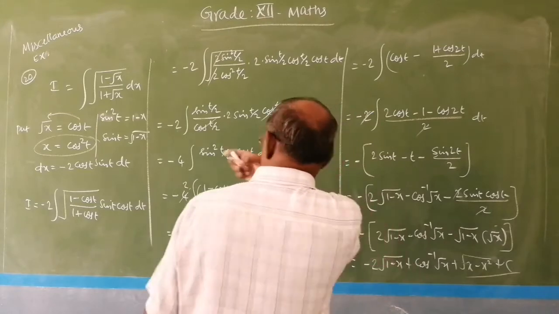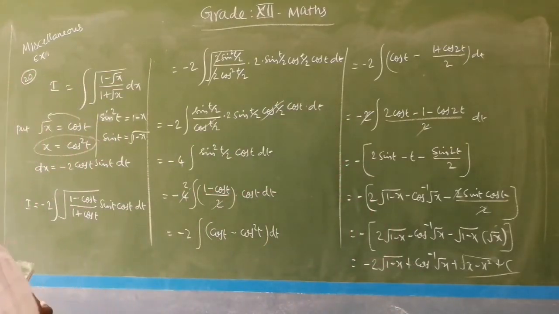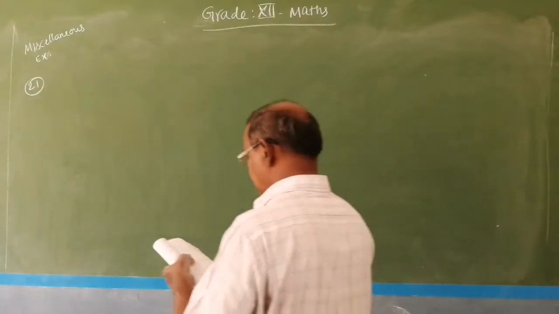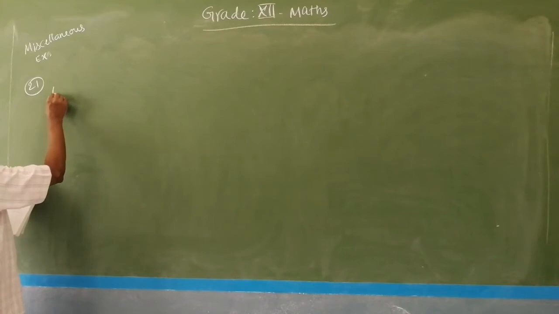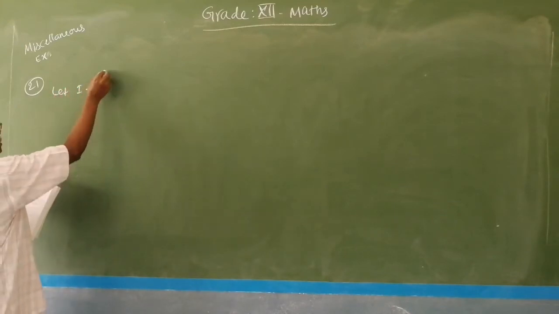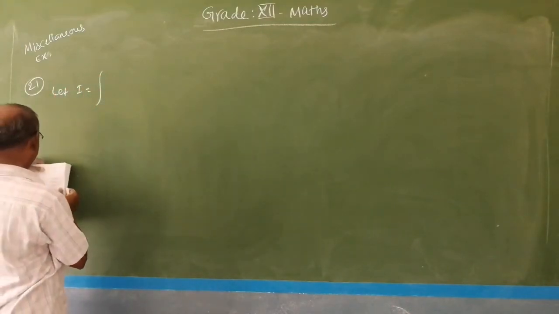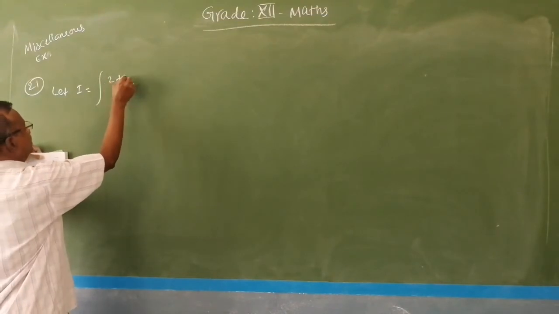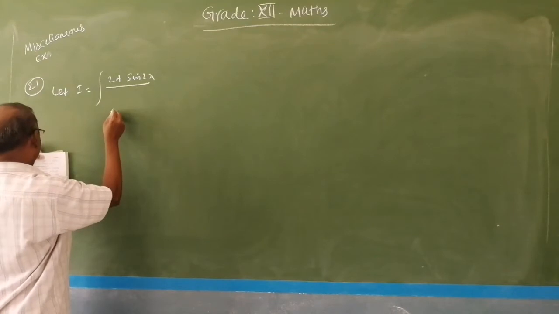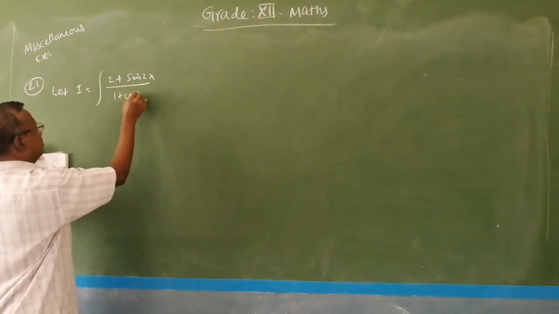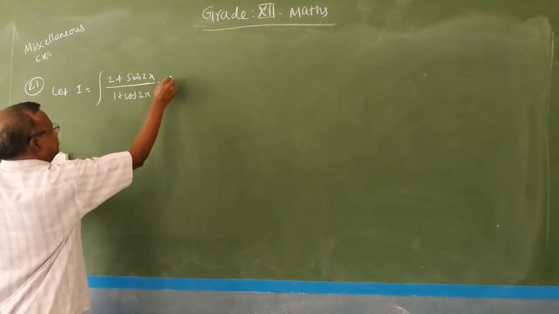So, this is the answer: minus 2 into root of 1 minus x plus cos inverse of root x, root of (x minus x square). Next, question number 21: let I equal to integral (2 plus sin 2x) divided by (1 plus cos 2x), into e power x into dx.